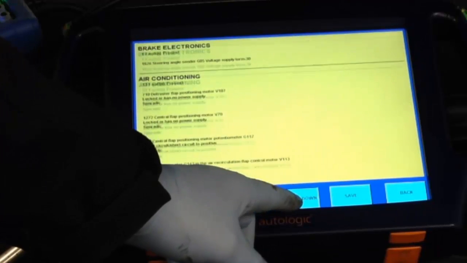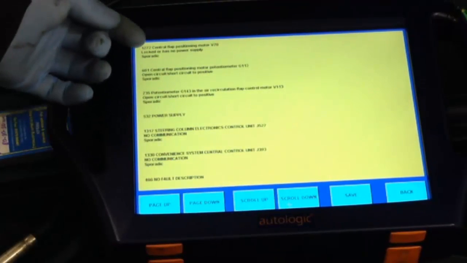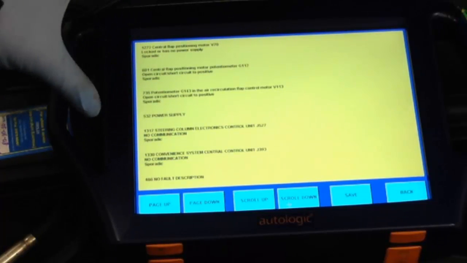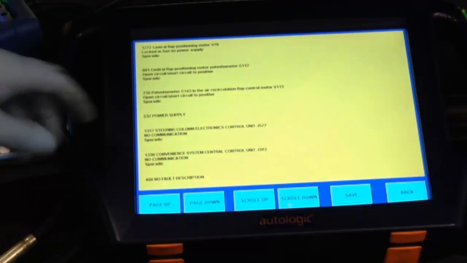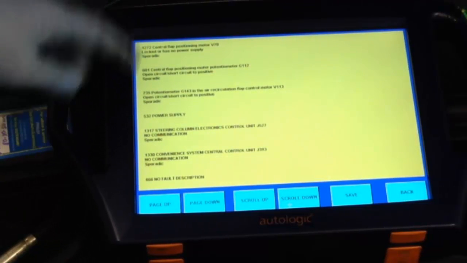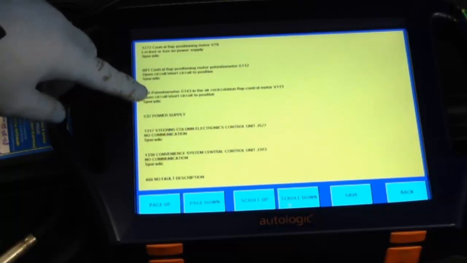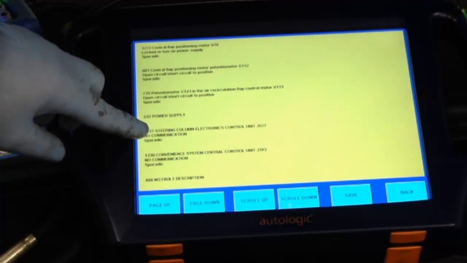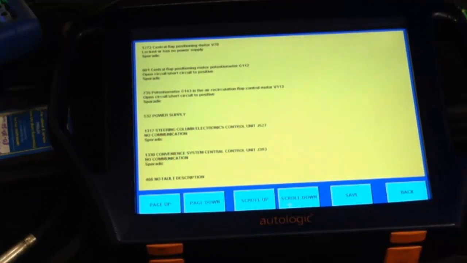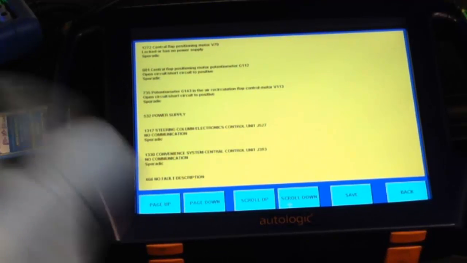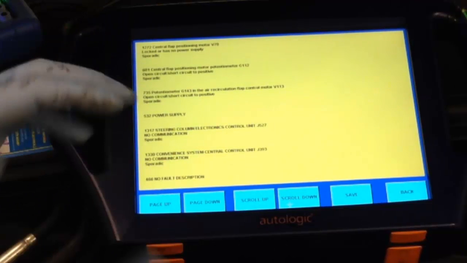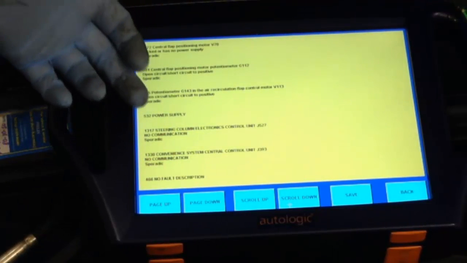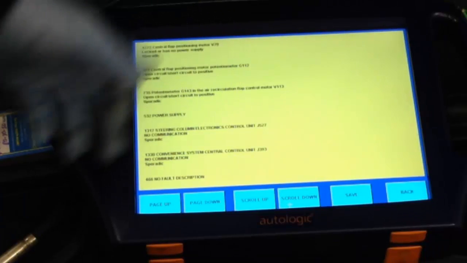Let's have a look. Air conditioning has got a rake of stuff in it. We've got flaps, so they're local faults, not network faults, because the flaps are connected to the unit. They wouldn't necessarily be CAN faults, but we've got open circuit and short circuit to positive, so there could be some wiring fault going on there. Steering column electronic control unit, no communication, so the air conditioning unit can't talk to the steering column control module. That's really interesting, because most of the symptoms we've got on the car, no flash, no indicators and no wipers, all originate from the steering column electronics control unit.